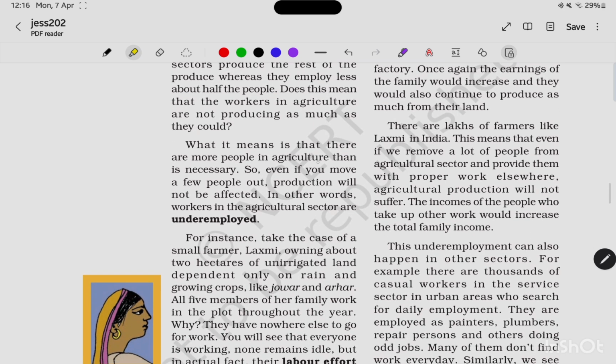What it means is that there are more people in agriculture than is necessary. Okay, so if you move a few people out, production will not be affected. In other words, people in the agriculture sector are underemployed.